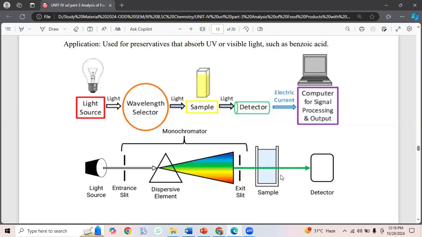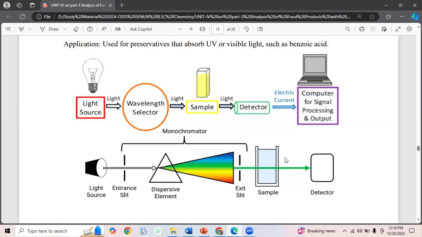The sample solution is placed in a transparent cuvette, often made of quartz or glass, which allows light to pass through the sample. The reference cuvette containing only solvent is used to subtract any absorption caused by the solvent itself.